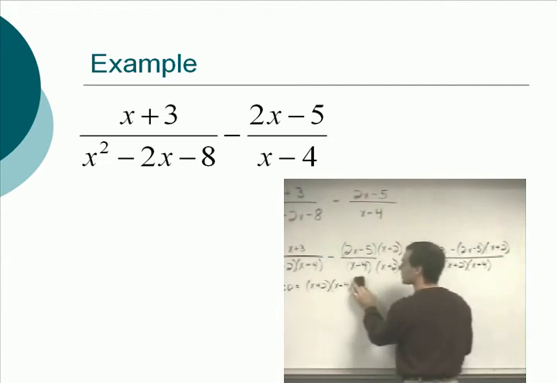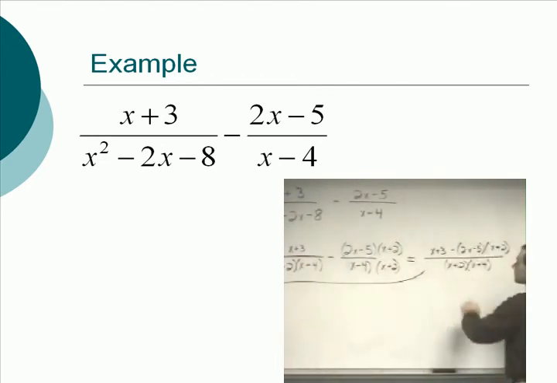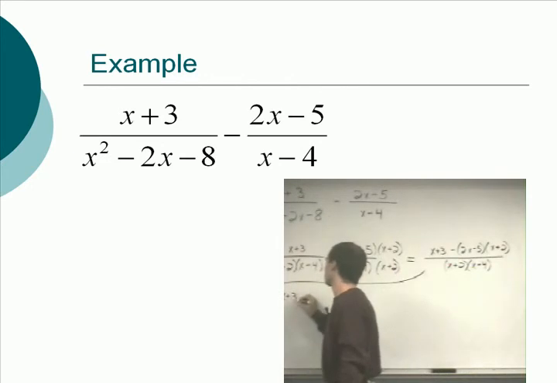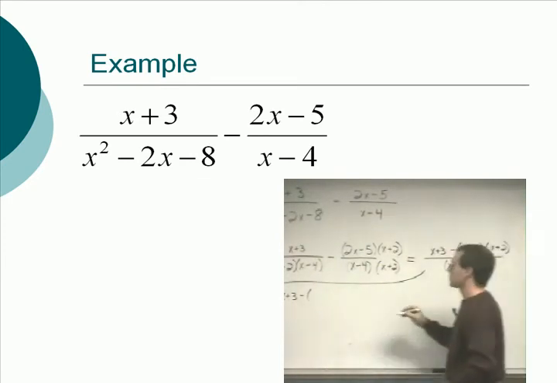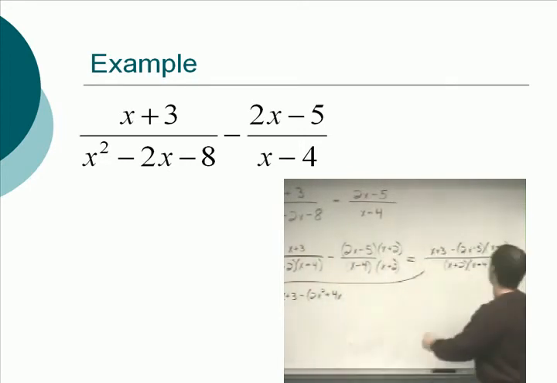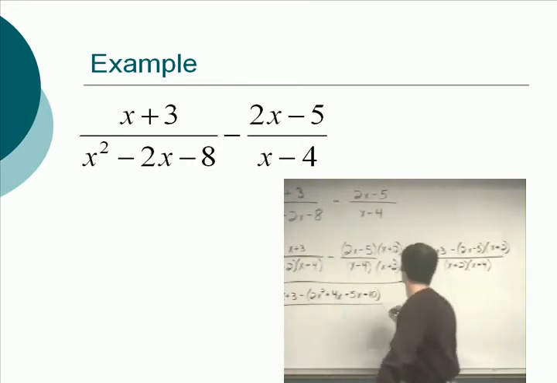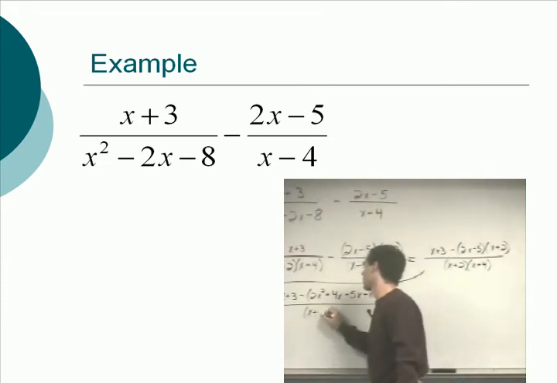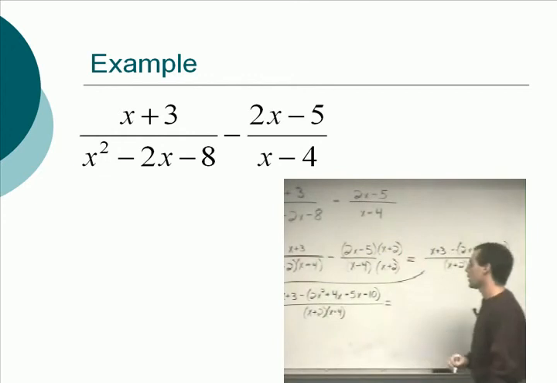This is equal to, I'm going to get rid of this just to save some space. Let's go back down here now. This becomes x plus 3 minus, let's multiply this out, 2x squared plus 4x minus 5x minus 10, all over, still, x plus 2 times x minus 4. Well, we can distribute that negative sign, and then we'll be able to combine our like terms.